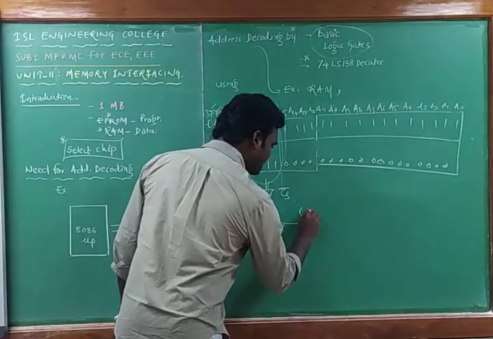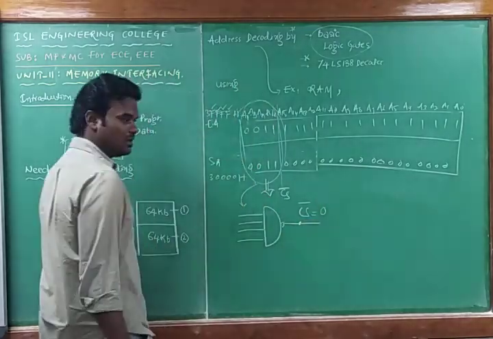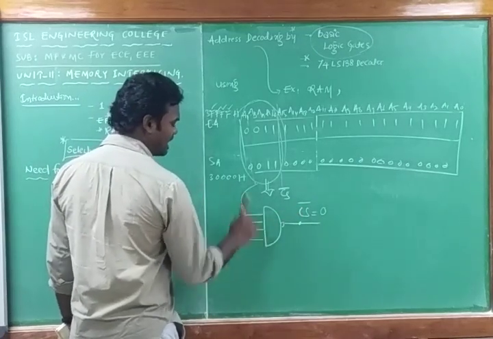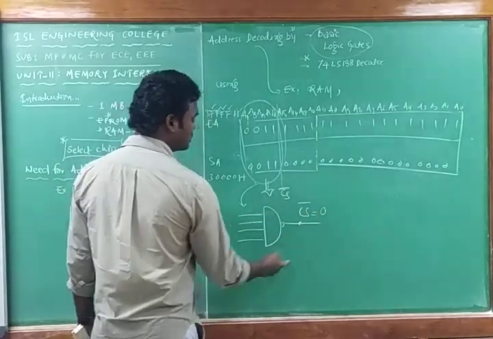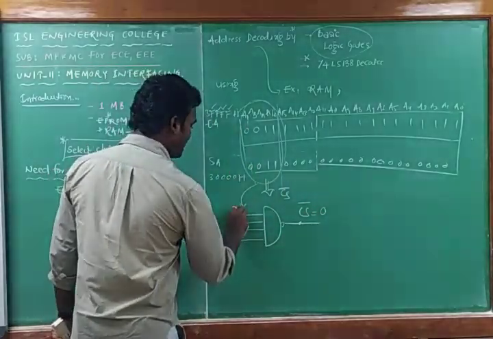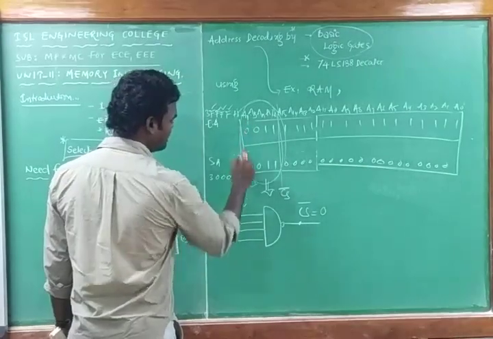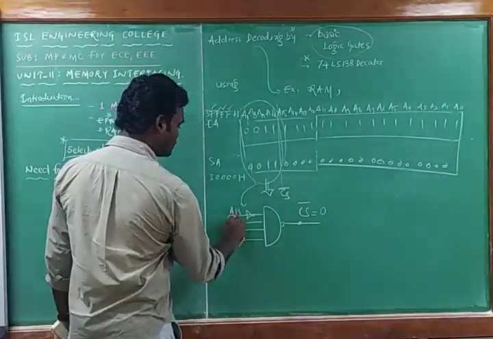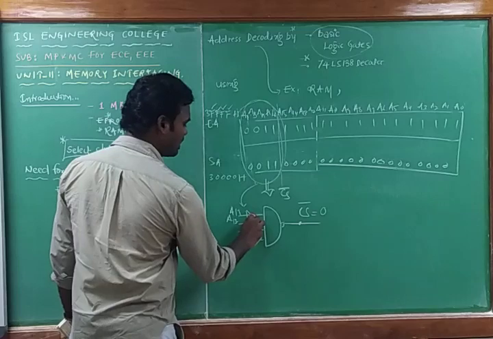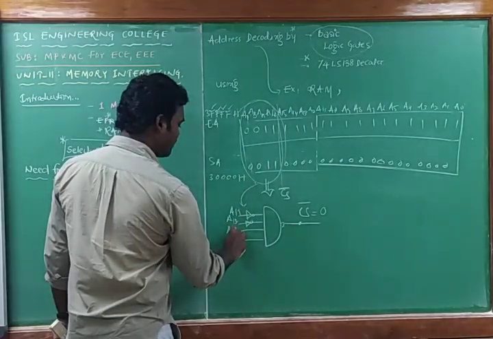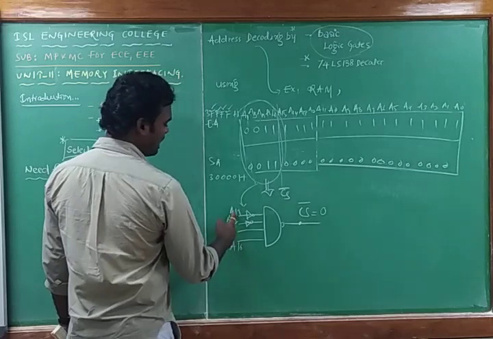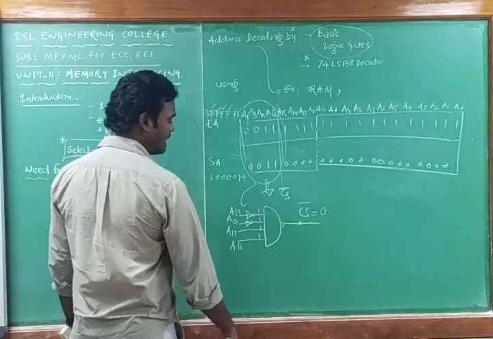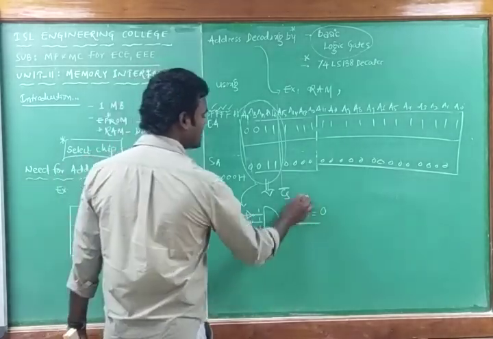Chip select is an active low signal, so it has to be 0. Only when all the inputs of the NAND gate are 1 will the output be 0. We require A19 to be 1, but it is 0, so I can use one NOT gate. A18 is also 0, so I use one NOT gate. A17 is 1 and A16 is also 1, and A19 is now 1. All the ones are connected as inputs to the NAND gate, so the output will be 0. That is nothing but chip select.